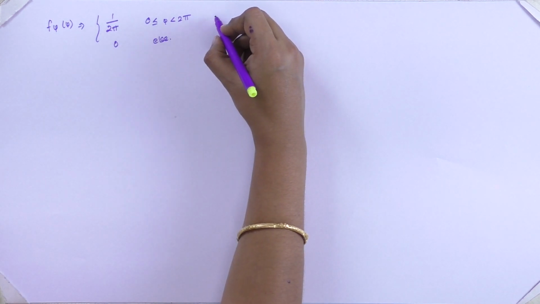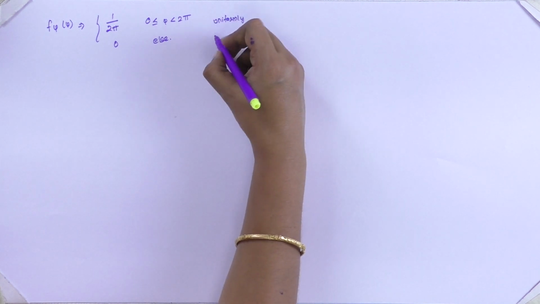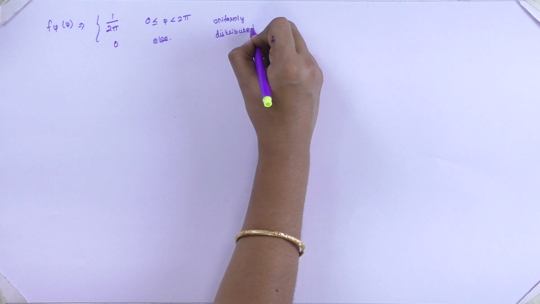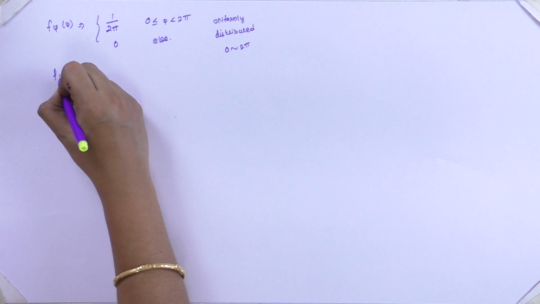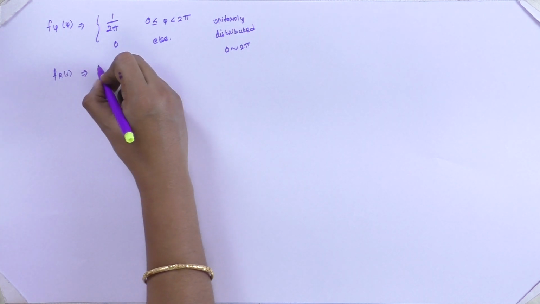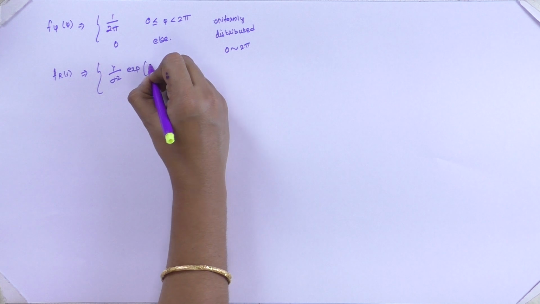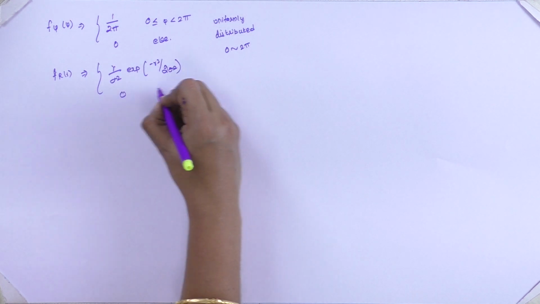So the phase is uniformly distributed from 0 to 2π. This f_R(r) will be written as r by σ² exponential of minus r² divided by 2σ², and 0 elsewhere.